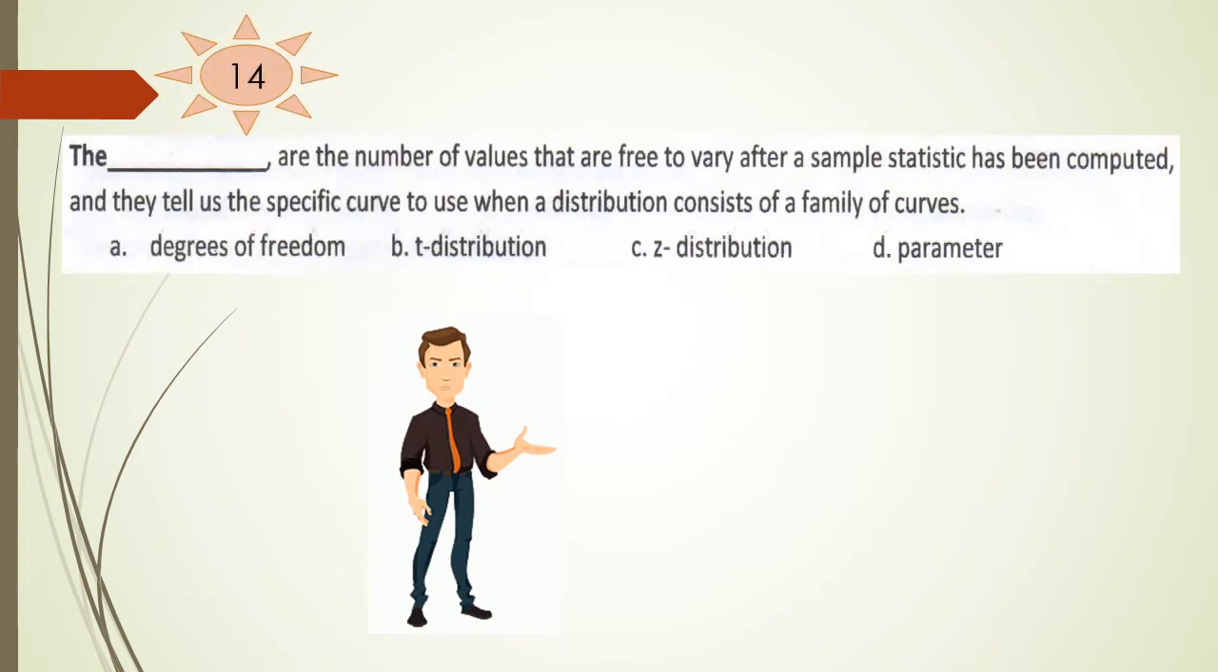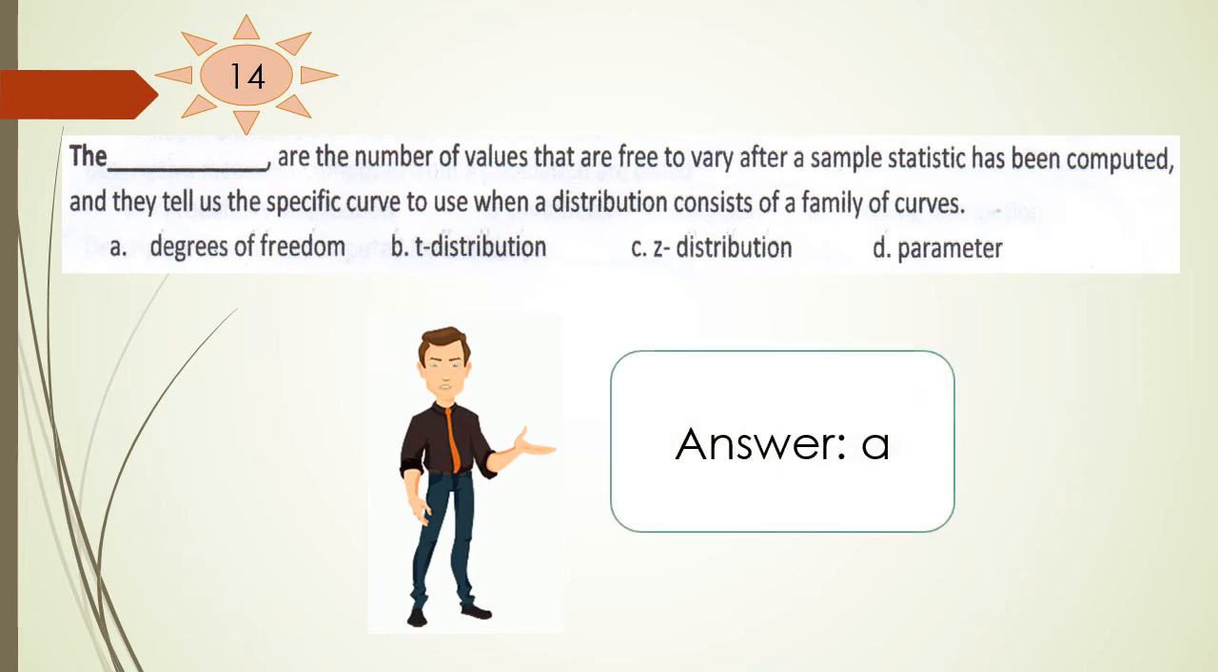Number 14. The blank are the number of values that are free to vary after a sample statistic has been computed, and they tell us the specific curve to use when a distribution consists of a family of curves. A. Degrees of freedom. B. T distribution. C. Z distribution. Or letter D. Parameter. And the answer is letter A. Degrees of freedom.